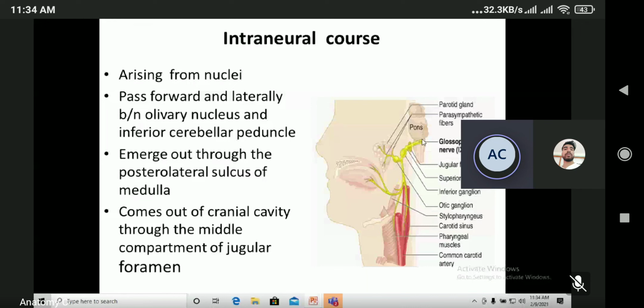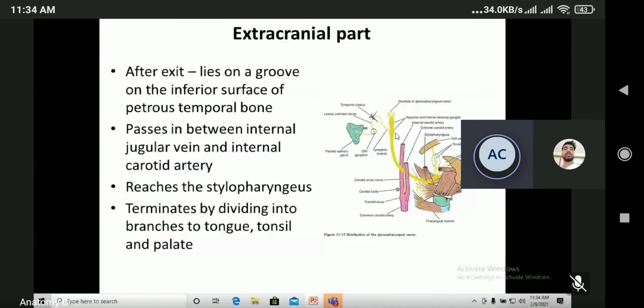Then after there, it lies on the inferior surface of the petrous part of the temporal bone, where it lies within the internal jugular foramen. And within it, it lies between the internal jugular vein and the internal carotid artery. Then after this course, it runs towards the stylopharyngeus muscle to supply it.